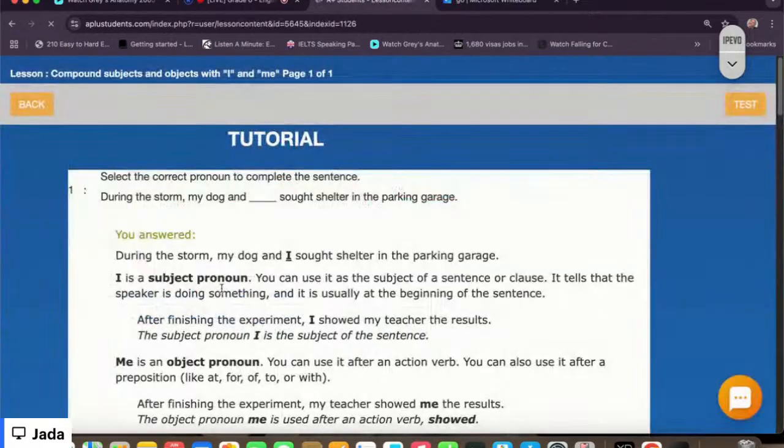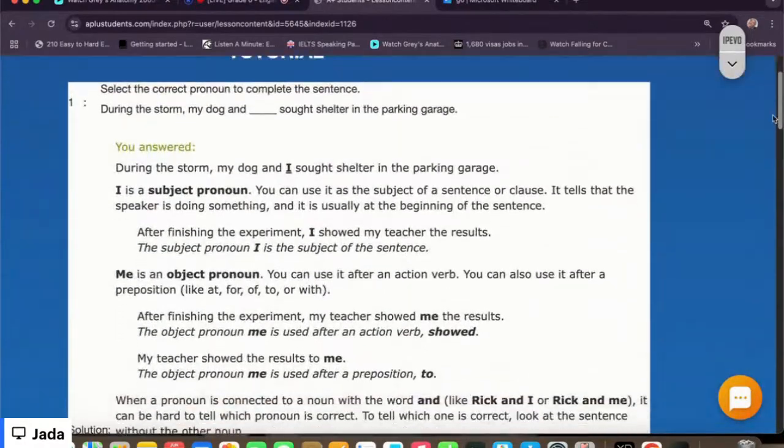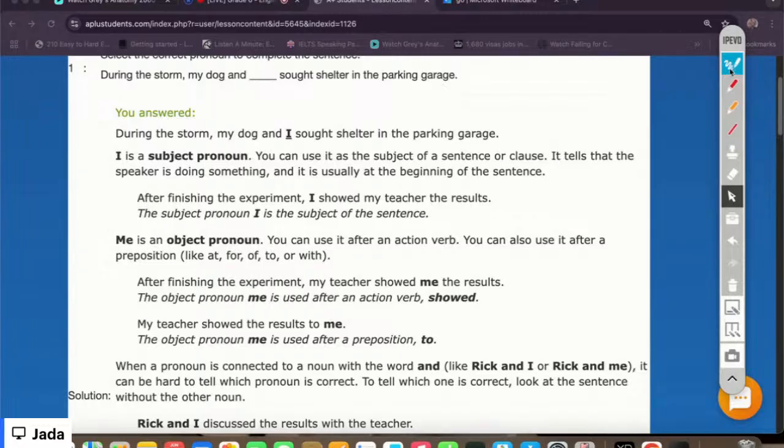So, compound subjects and objects with I and me. I is a subject pronoun. You can use it as the subject of a sentence or clause, and it tells that the speaker is doing something, and it is usually at the beginning. So, after finishing the experiment, I showed my teacher the results. The subject pronoun I is the subject of the sentence.